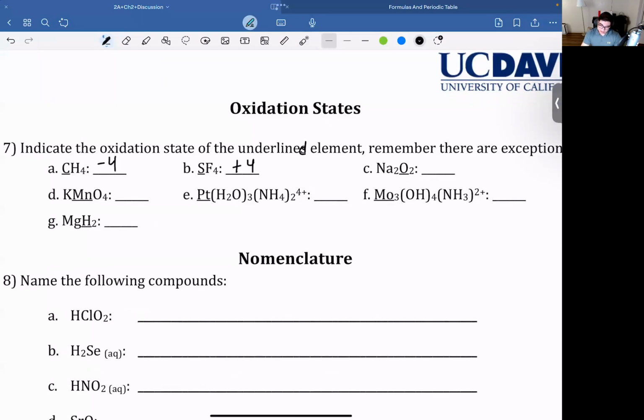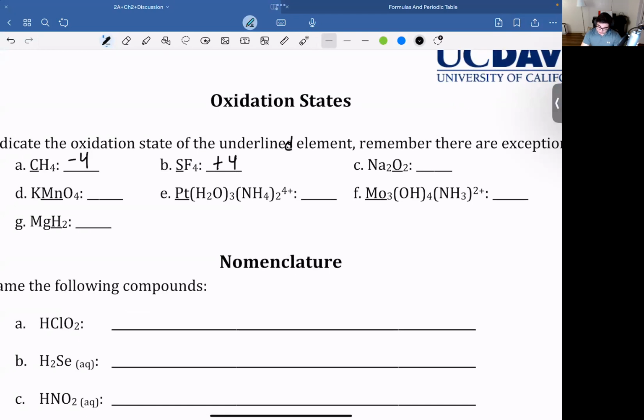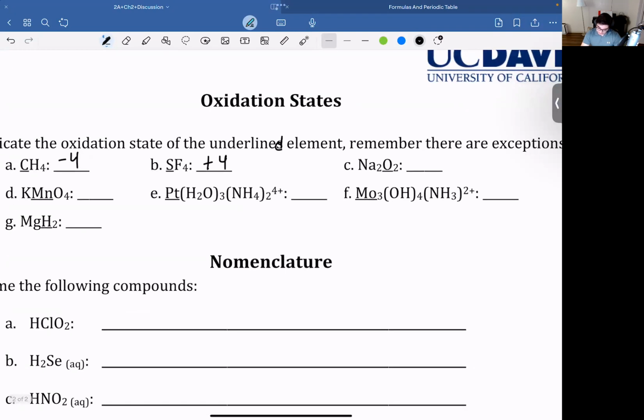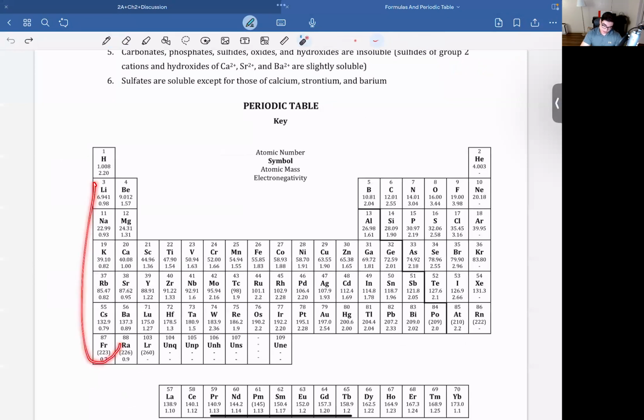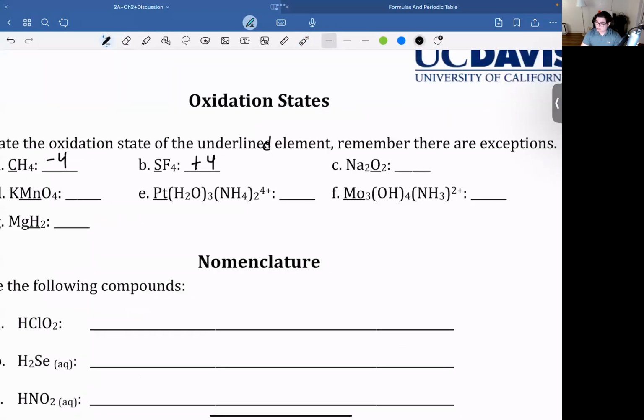And then you have sodium peroxide, Na2O2. Sodium, as I said, is always a +1, no matter what, period. It's always in group 1, below lithium. So there are 2 sodiums, each +1, and you get +2 from the sodiums. That means the oxygens have to balance out with a -2. There are 2 oxygens, so each oxygen has to be a -1.